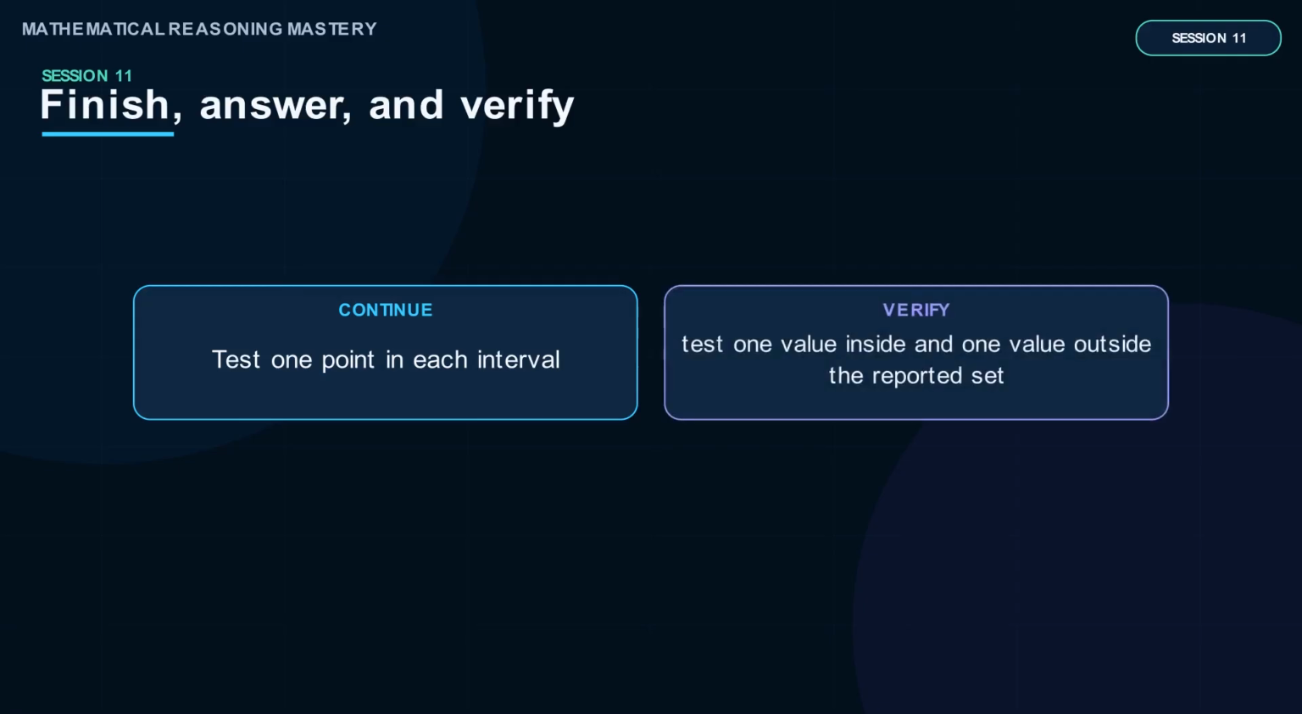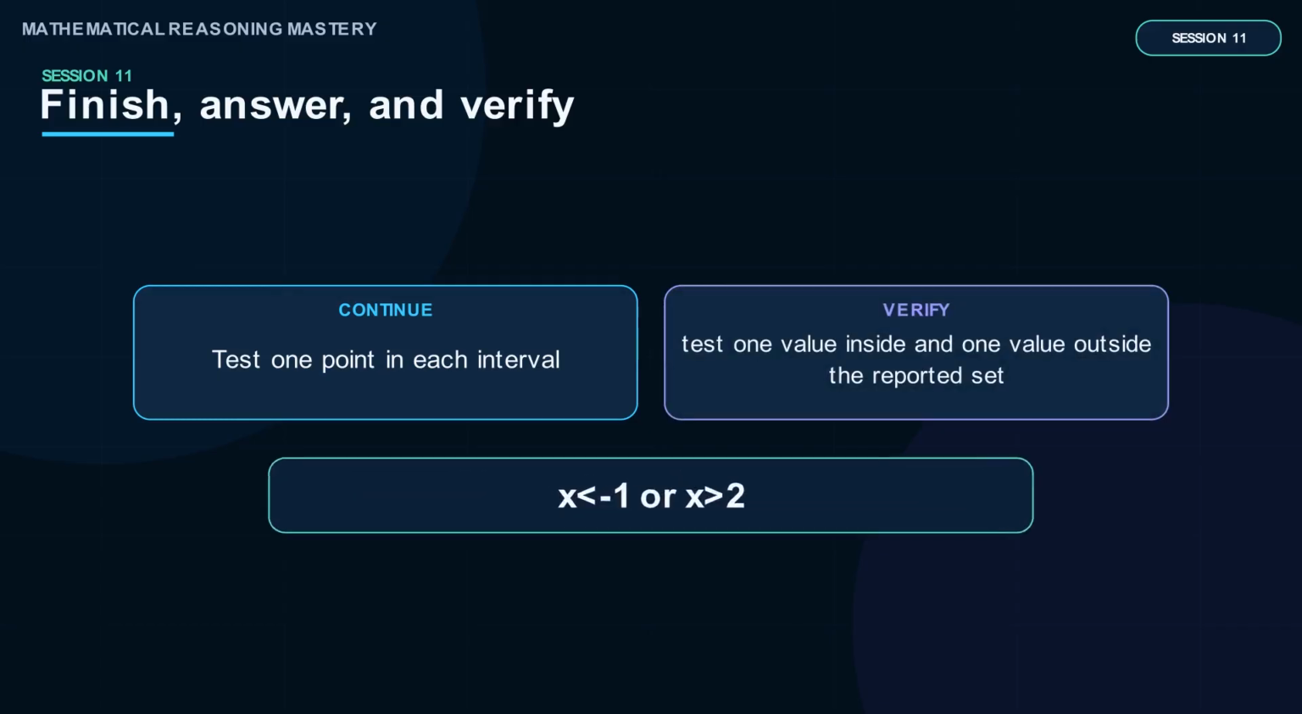State it with any required units, interval notation, or restrictions. The final answer is x < −1 or x > 2. Compare it with the exact target and reject any choice that represents a common intermediate step. Verify from another direction. Test one value inside and one value outside the reported set. The check should use evidence independent of the original calculation whenever possible.